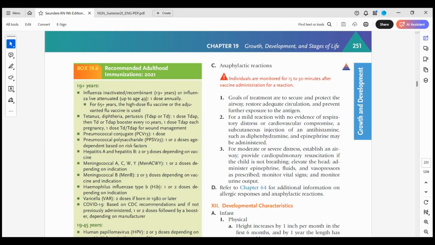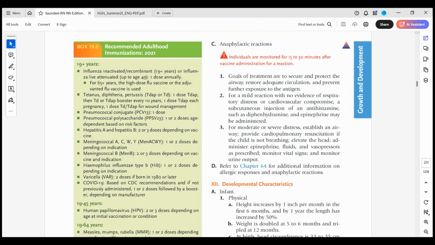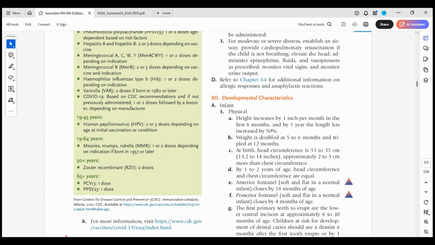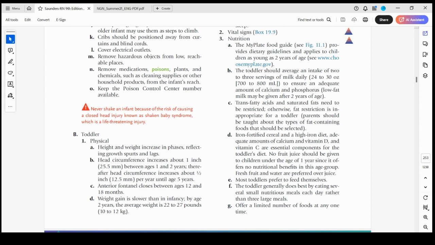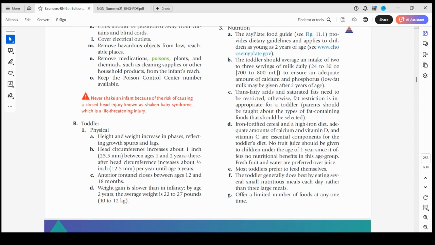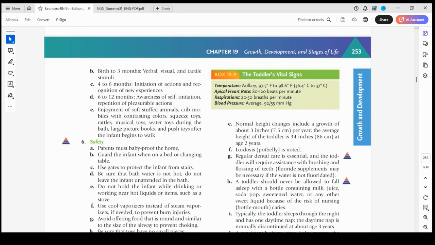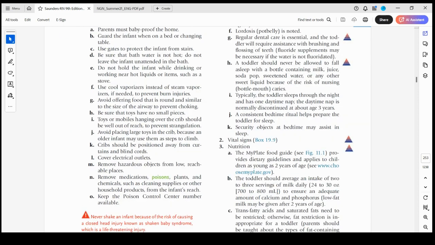To get to vital signs in Saunders, if you look in pediatrics, you won't really find it in there. So go to Growth, Development, and Stages of Life. This is the 9th edition, chapter 19. On page 251, it starts with developmental characteristics. And depending on what age you're looking for, you just find their developmental stage. Our child in our case event is a 2-year-old, so that's a toddler. If you look here, they give toddler vital signs.